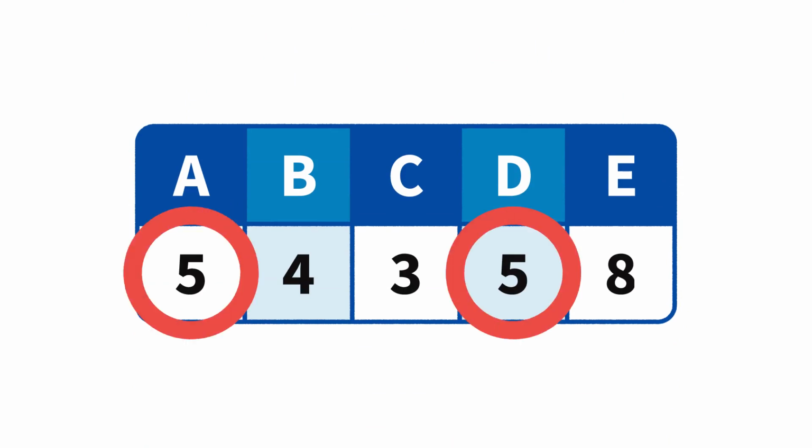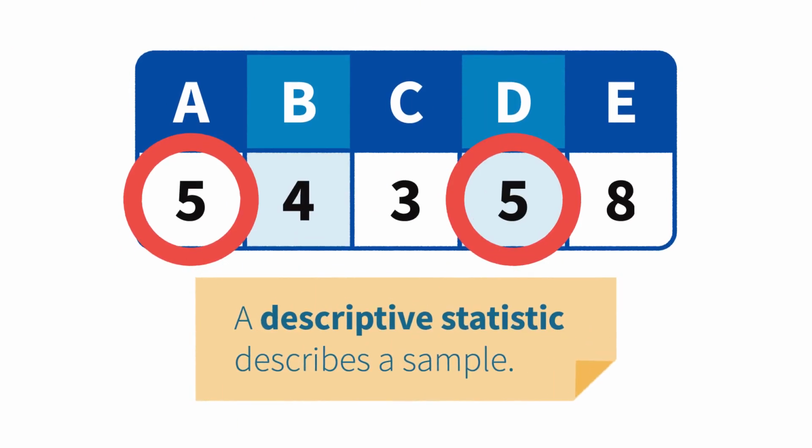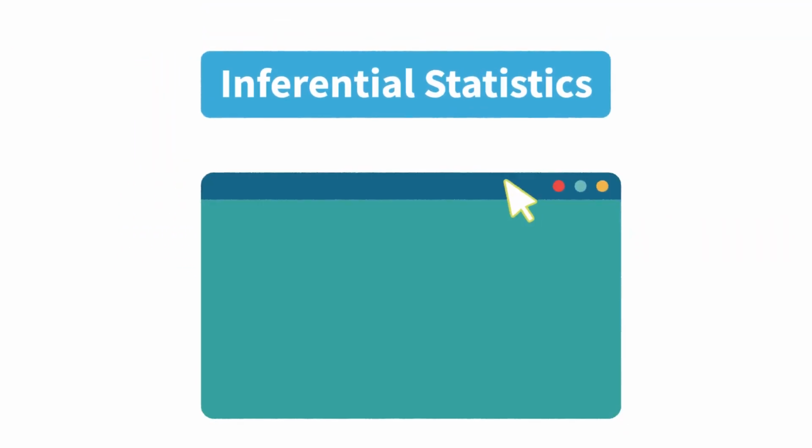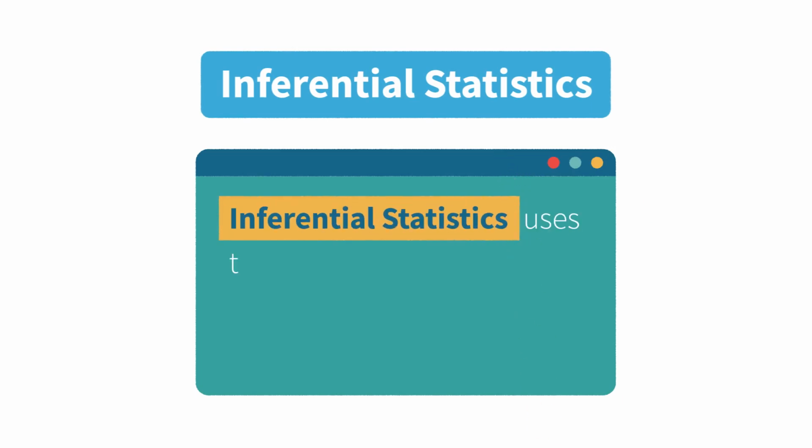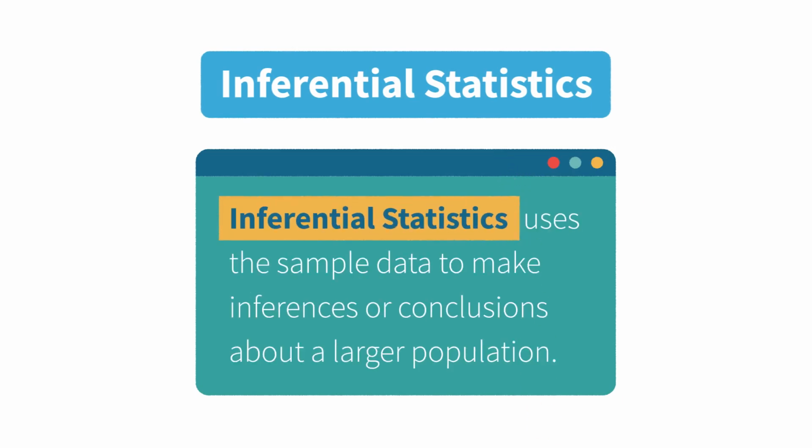We can see that the most common number in this data set is 5. This is an example of descriptive statistics. It describes a sample. Inferential statistics, on the other hand, uses the sample data to make inferences or conclusions about a larger population. So if you want to figure out what % of your 25 friends spend more than 5 hours on social media every day, you use inferential statistics.